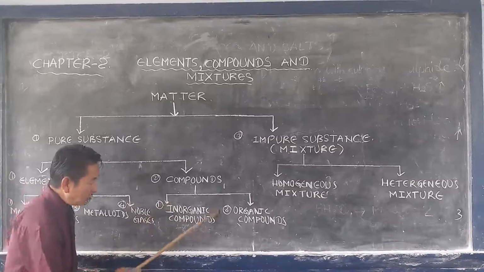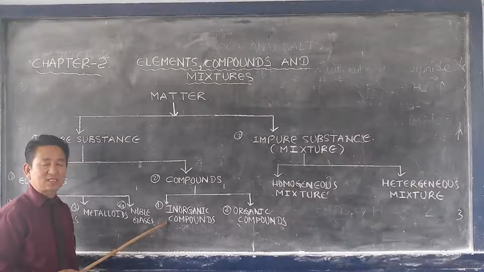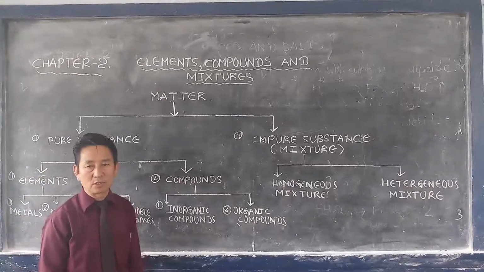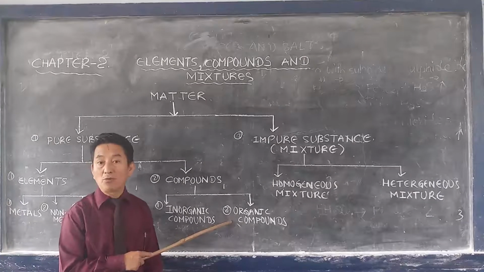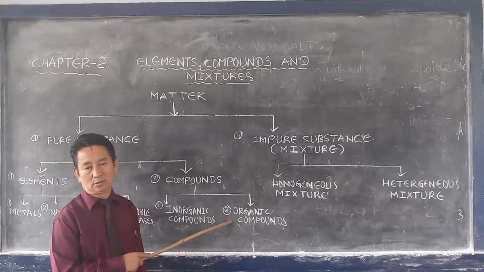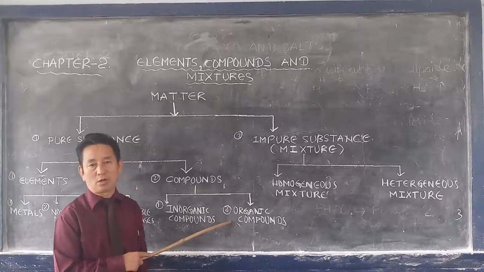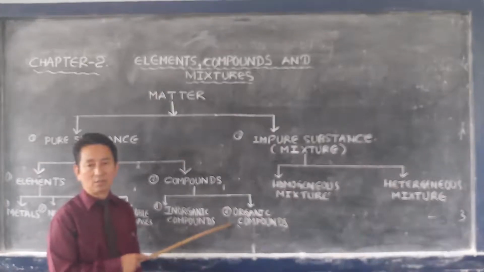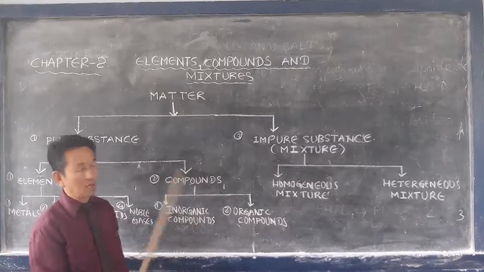What are inorganic compounds? Compounds of other elements except carbon are called inorganic compounds. What are organic compounds? Compounds of carbon are called organic compounds. Sugar, alcohol, protein, carbohydrates, etc. are examples of organic compounds.